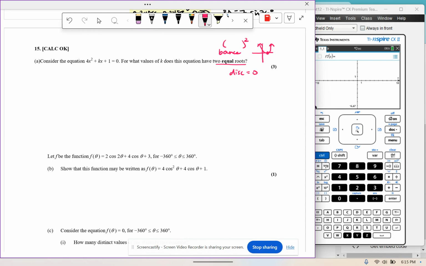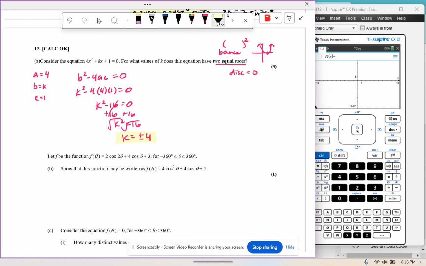So let's calculate the discriminant of this quadratic. A is 4, b is k, c is 1. B squared minus 4ac is equal to 0, since this quadratic only has one root. And we have k squared minus 4 times 4 times 1 equals 0. K squared minus 16 equals 0. K equals plus or minus 4.